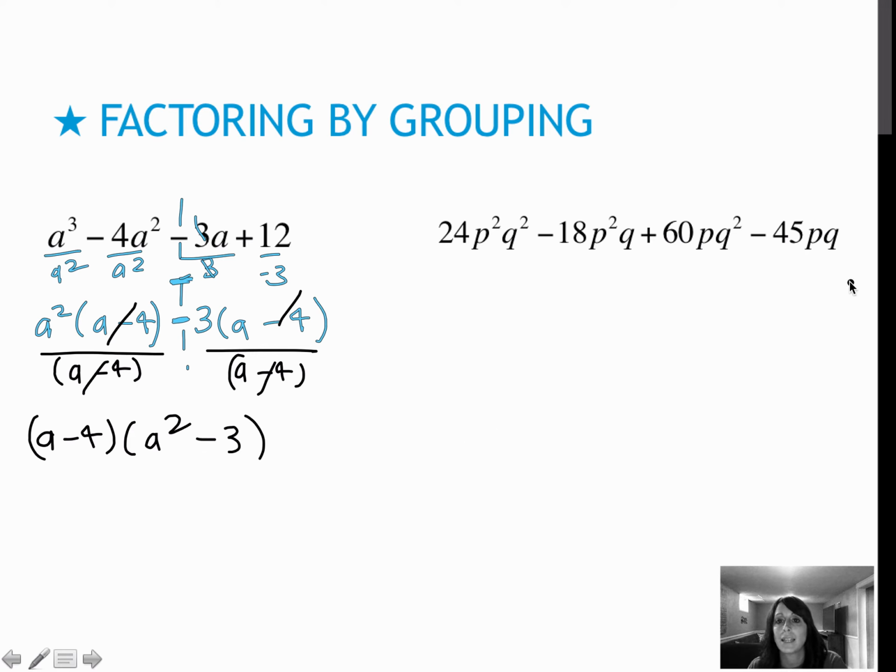And my last example appears to be a hot mess, but we're just going to take it step by step. Again, I'm splitting it right here. This is a plus in between, so that makes me feel a little better. It won't be as complicated.